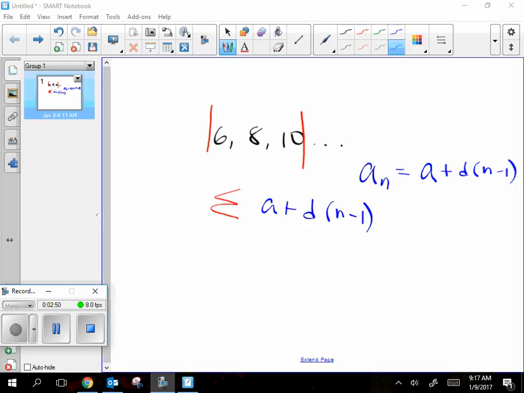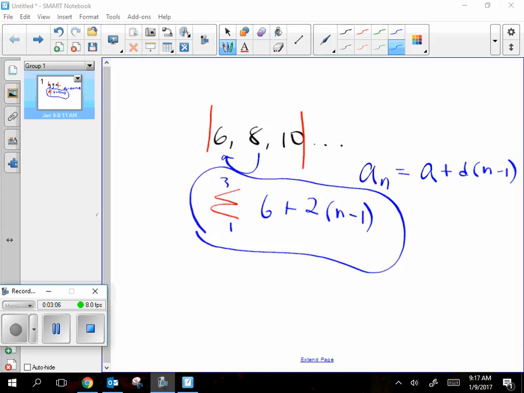But then I got to plug in what I know. I know the starting term, which is what? 6. And then I know the D, which is what? Because of this minus this. There we go. And if I only want the first three terms, I go from 1 to 3. Raise your hand if you wrote that properly. Okay, good.